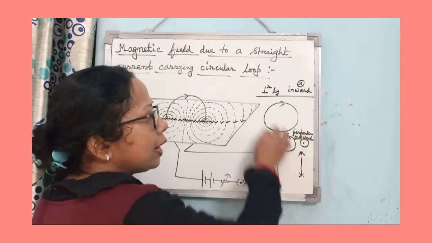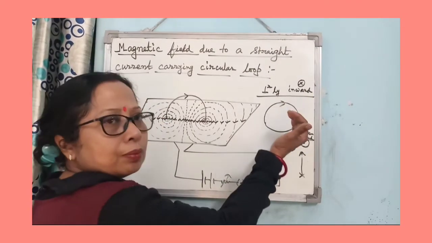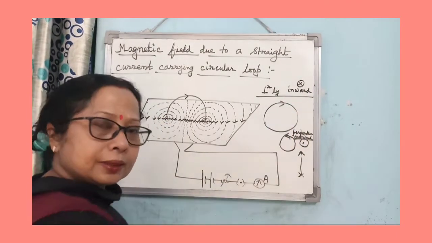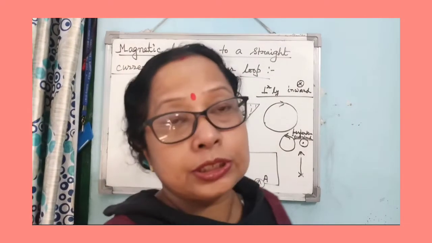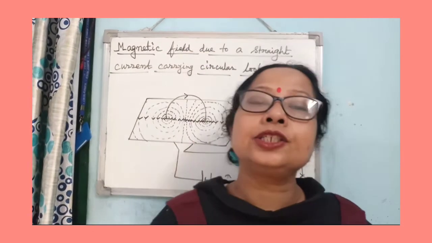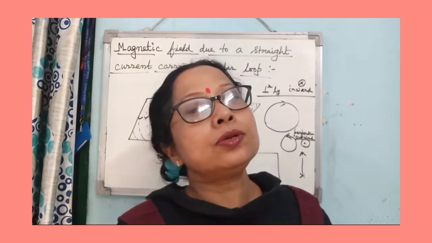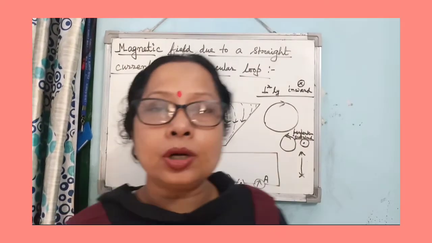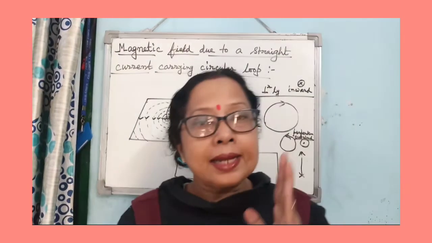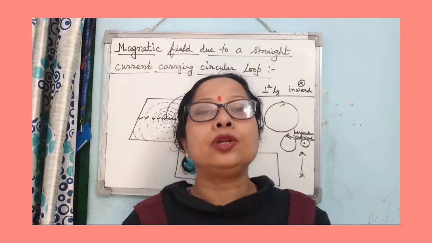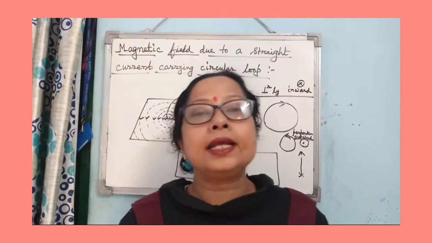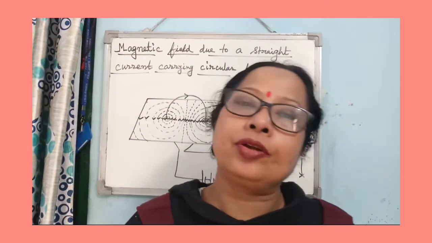This thing, never try to mug up. Use the right hand thumb rule, and automatically you will get it. So, from this, the last conclusion you can make regarding the nature of the magnetic field produced by a current carrying circular loop is that if the direction of current in the loop is reversed, the direction of the magnetic field gets reversed.